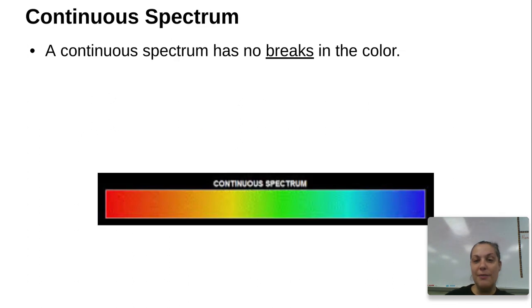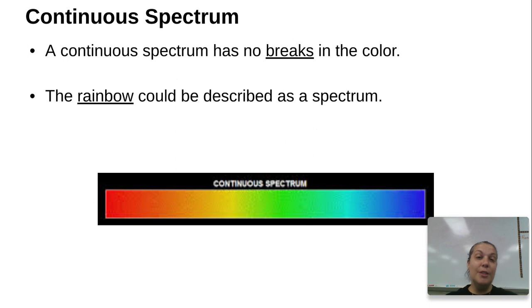So let's talk about the different types of spectrum. There's three. So the first one is a continuous spectrum, where we have no breaks in the color of the spectrum. And this is what we can use a rainbow. It could be described as a continuous spectrum, our ROY G. BIV. There are no breaks in the colors.